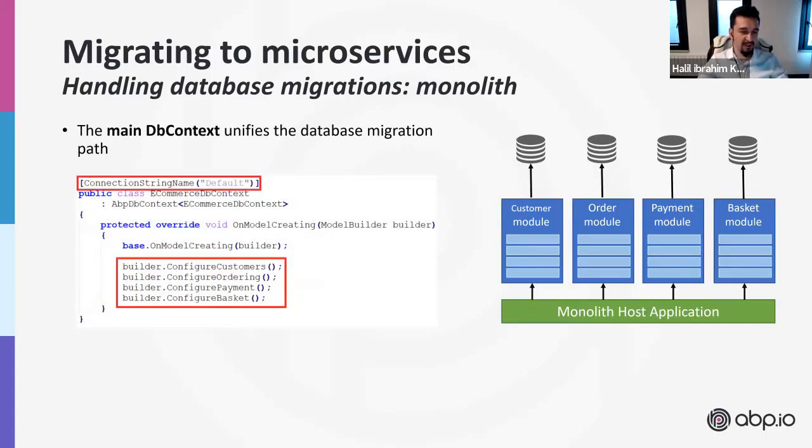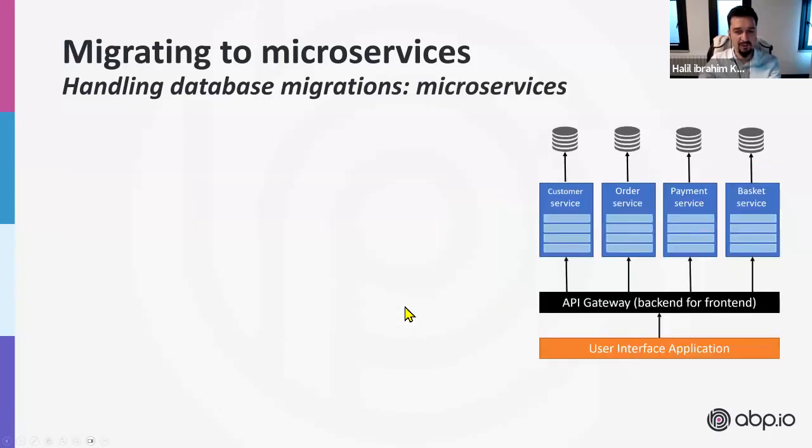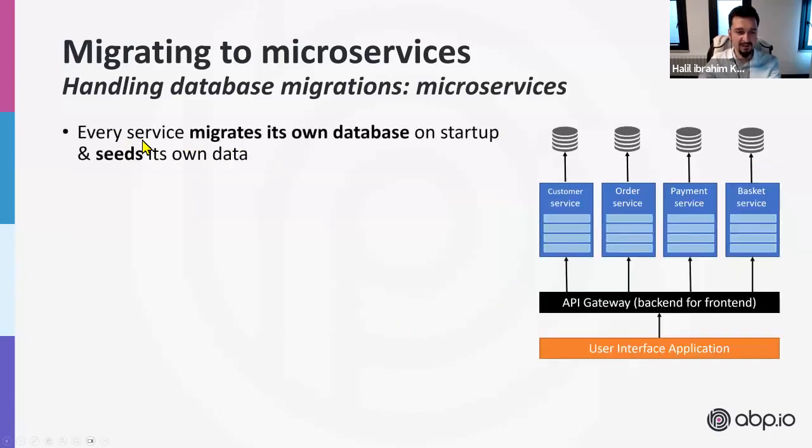For a monolith application, as I said, you can just have a unified DB context that, for example, configures all the modules in that DB context. Then you can use this DB context for your Entity Framework Core migration operations. But when you go to microservices, it's best that every service migrates its own database on application startup and seeds its own data.